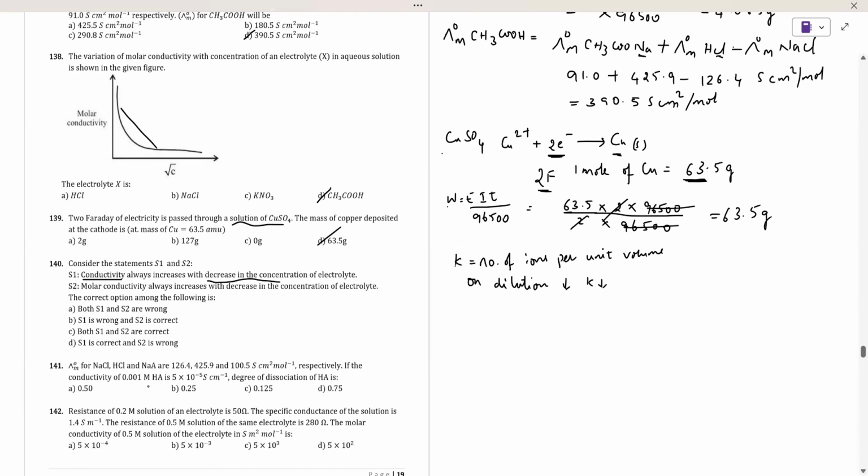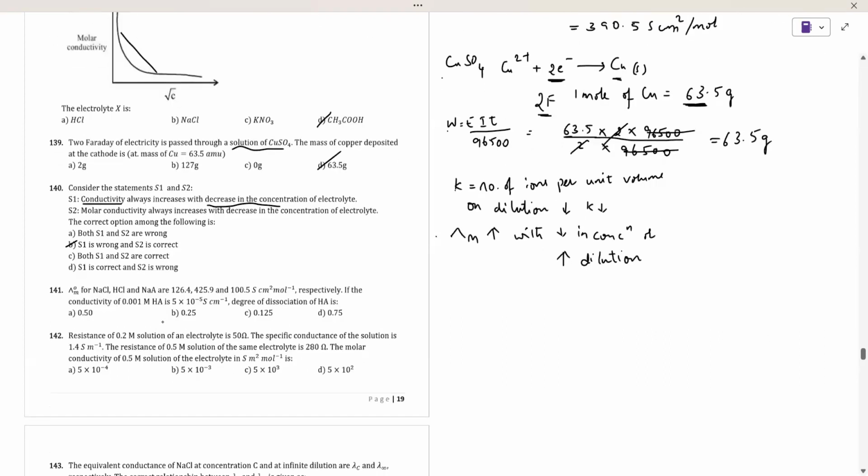Now coming to the second statement, students, what is the second statement? Molar conductivity will always increase with decrease in the concentration of the electrolyte. Molar conductance, we all know, is lambda m. So lambda m always increases with decrease in concentration, and how do we decrease the concentration? By increasing dilution. So statement 2 is correct. So which among the following options will be correct then? Statement 1 is wrong and statement 2 is correct. Hence option B would be correct, where S1 is wrong and S2 is correct.